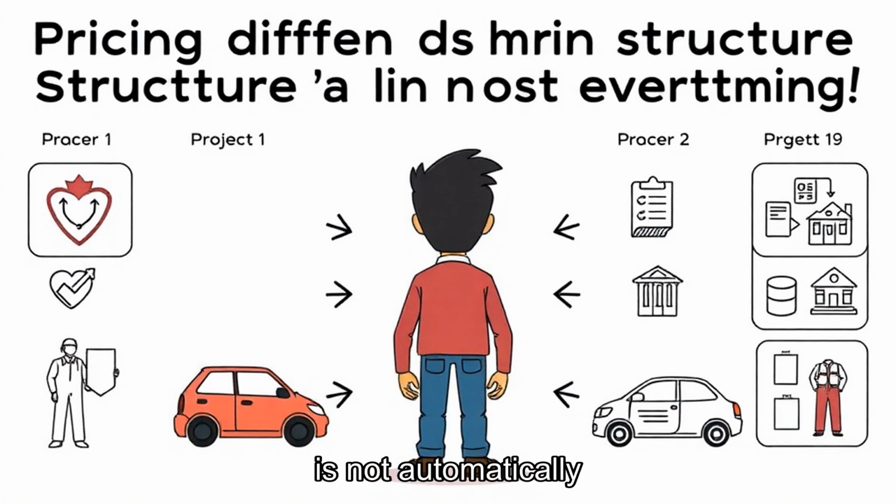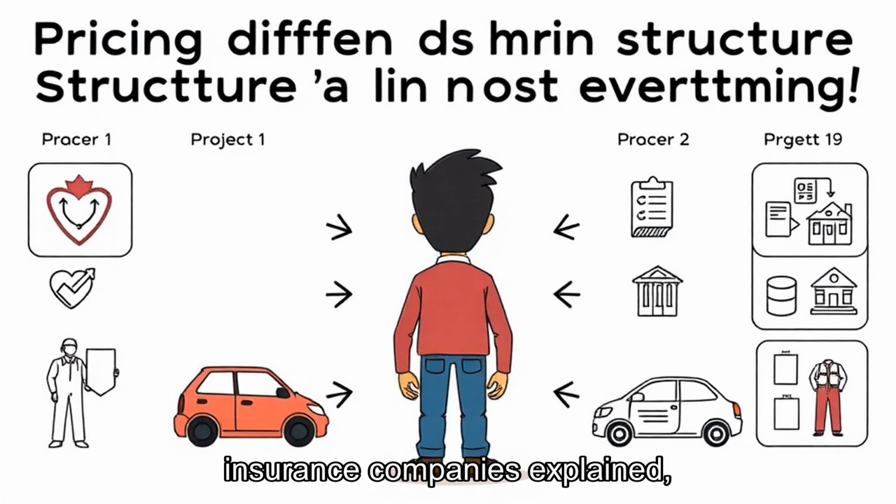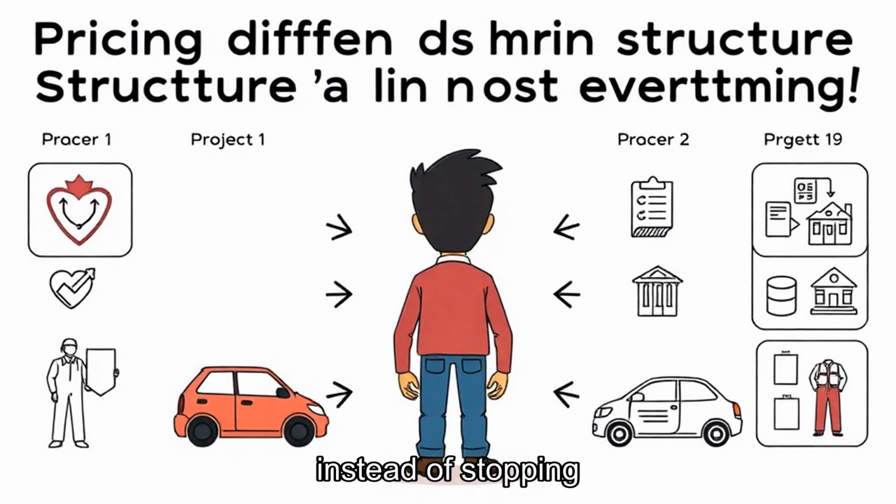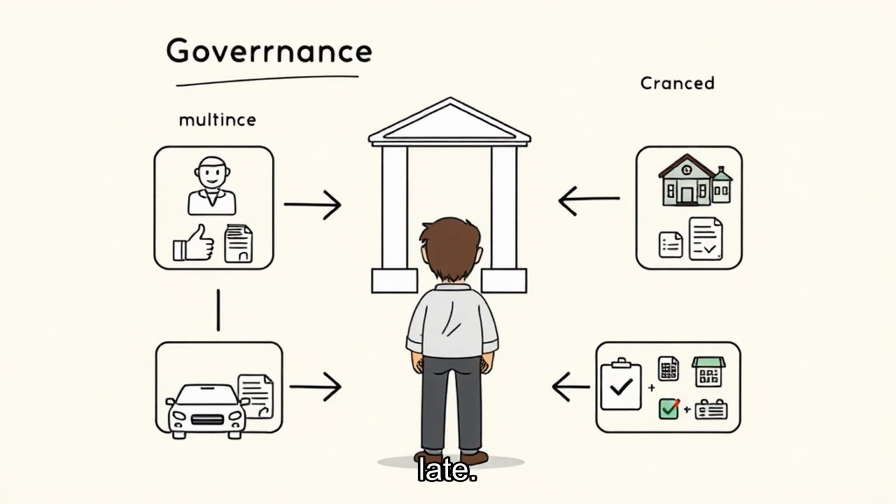Claims history, expenses, competition, and risk selection all affect premiums. In mutual versus stock insurance companies explained, the clearer reading follows the cause instead of stopping at the visible result. Without that check, pricing can differ but structure is not everything can be misunderstood or handled too late. Mutual and stock insurers becomes risky when assumptions replace evidence. Picture the situation where governance differs.